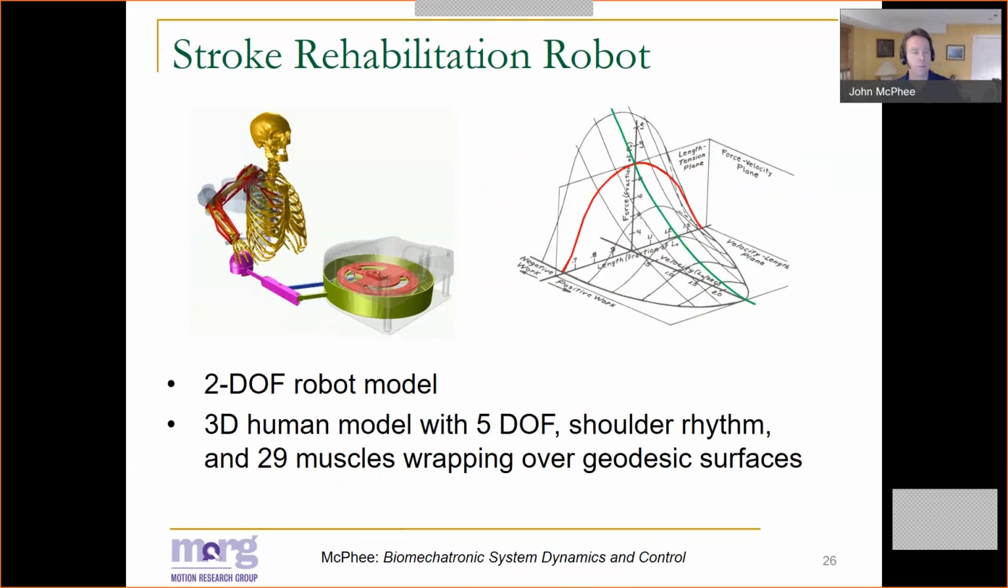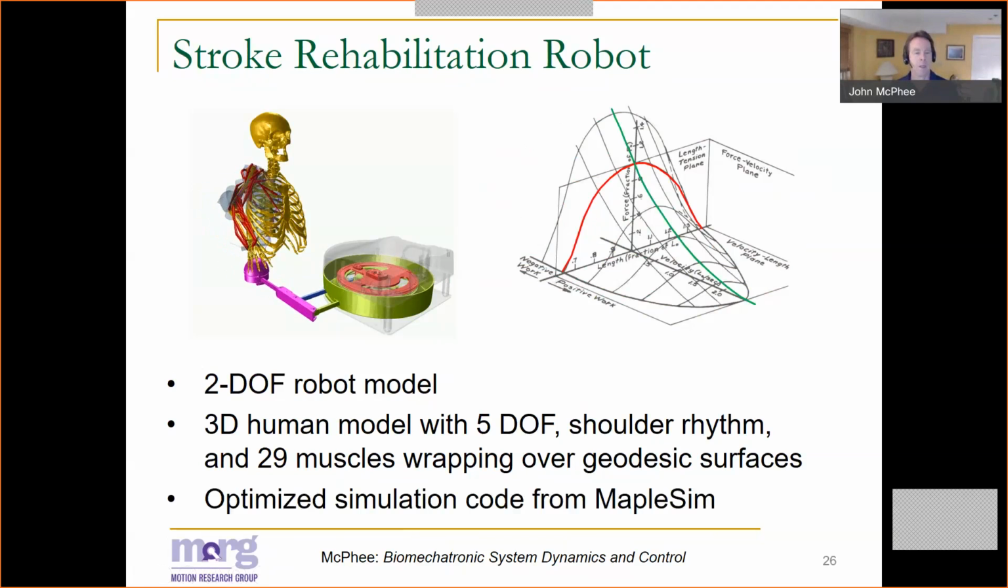We've included shoulder rhythm so that the scapula rises and lowers as the shoulder raises and lowers. And there are 29 muscles wrapping over surfaces driving the musculoskeletal model. And these muscles are modeled using a typical Hill muscle approach, in which you see here the muscle force is a function of the muscle length, but also the rate of change of length. We then created optimized simulation code using MapleSim, and then we were able to develop some model-based controllers that took advantage of this internal representation.